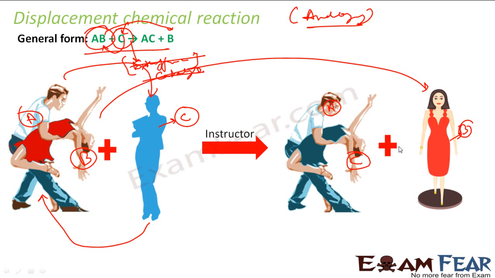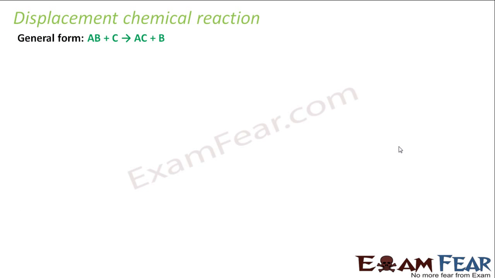Correct? This may happen in a real life scenario when you're practicing dance in school and the teacher tells you that this pair doesn't look good, let's change the pair. So that's one example of a displacement reaction in our daily life. Now let's see the chemistry definition of this displacement reaction. You have this compound AB. When C comes, C displaces this B, so it becomes AC and B is out.